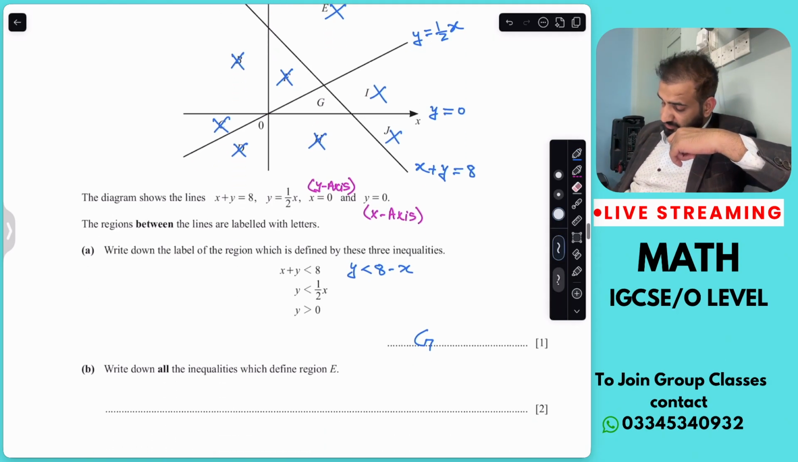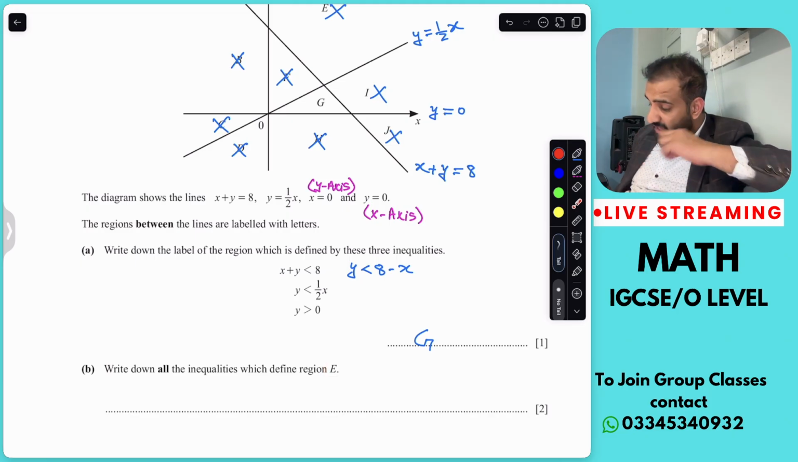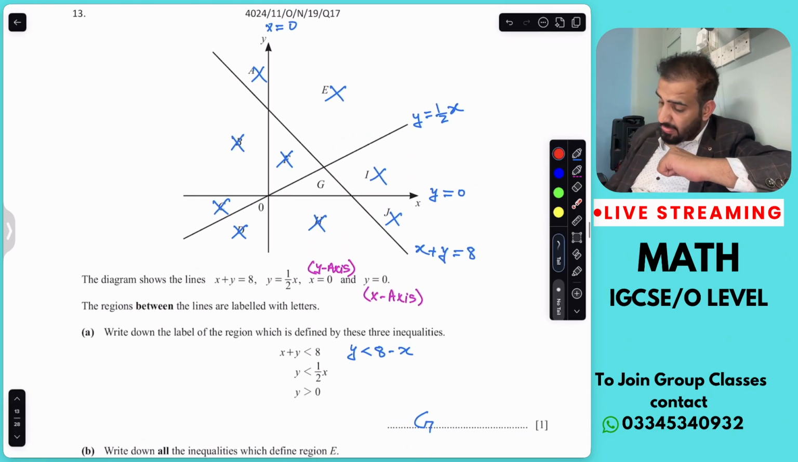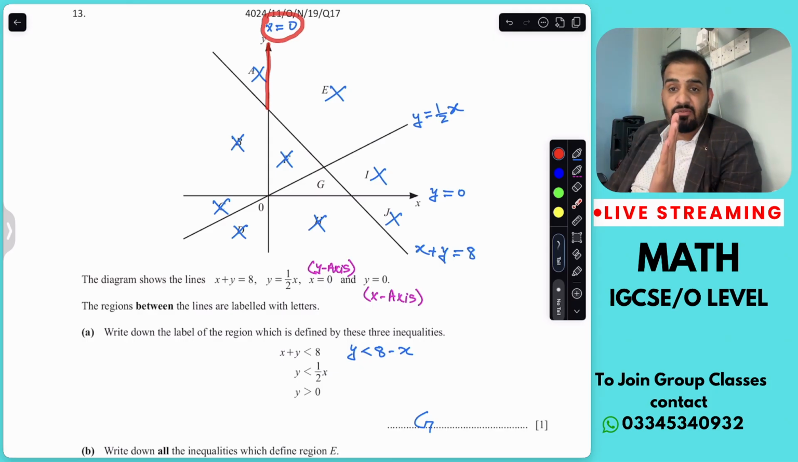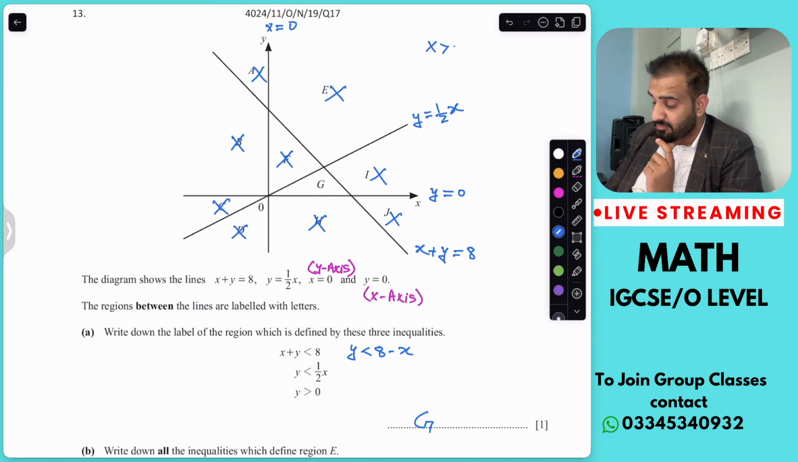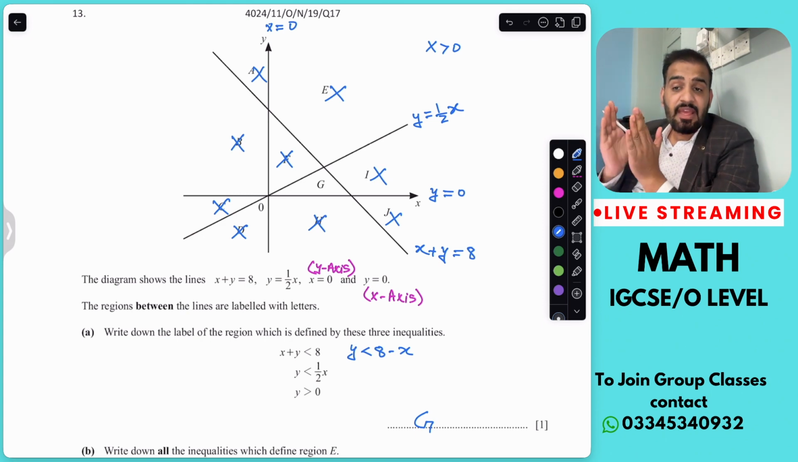Now let's come to write down all the inequalities which define E. Where is E? You can see for yourself where E is. E is made by these lines, 1, 2, 3. E is made by these 3 lines. So first of all, tell me what's about this. This line is x is equal to 0. And E is on the right side of this line. So you will say x is greater than 0, because x is equal to 0 is a vertical line, but E is on the right side. So you will write x greater than 0.